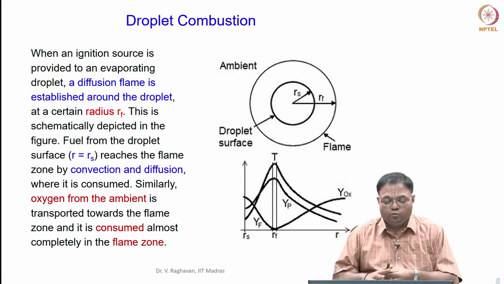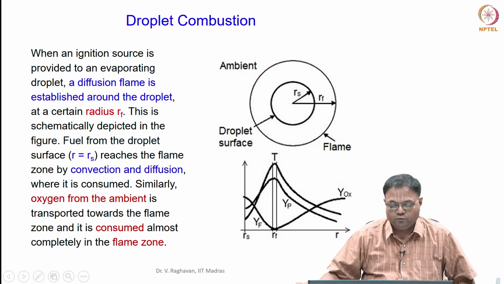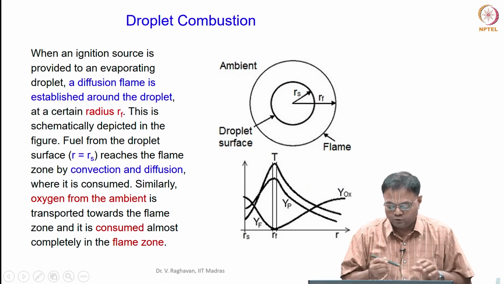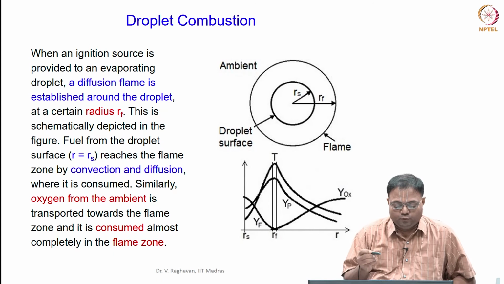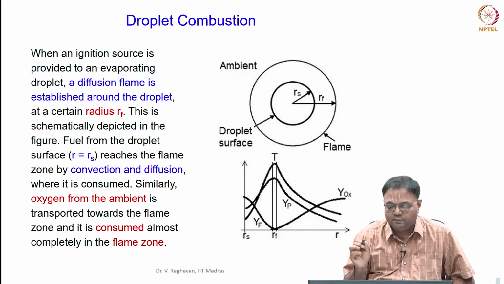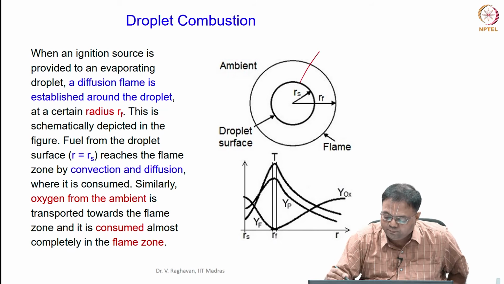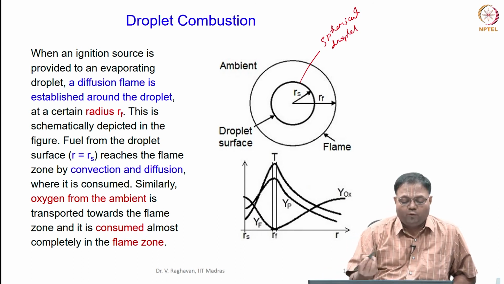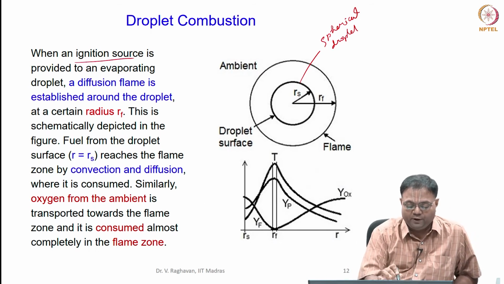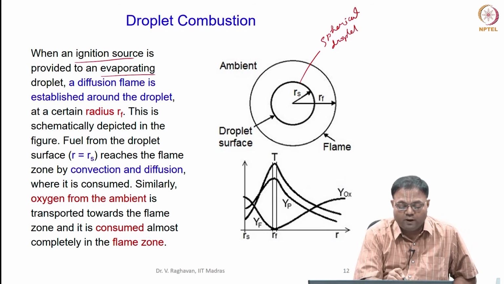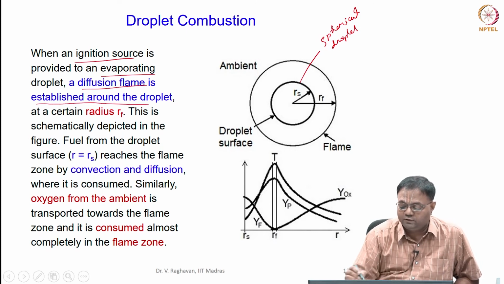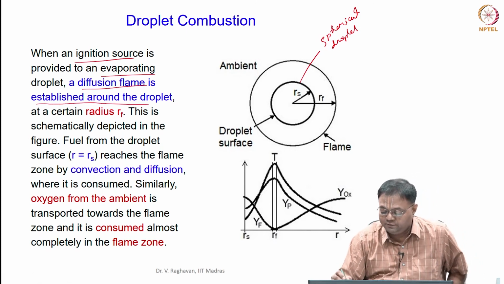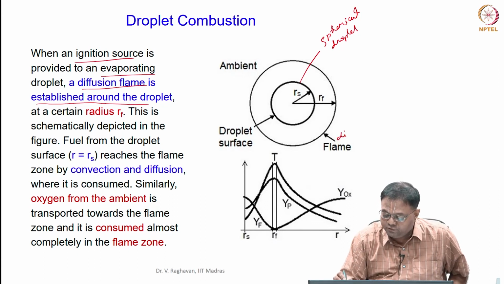So let us move on to droplet combustion. Again, we will assume the problem to be spherically symmetric. That means the droplet is spherical, and a flame surrounds the droplet. What happens if you ignite the evaporating droplet is that a diffusion flame is established around the droplet. So there is a flame established around the droplet, and this is the diffusion flame.